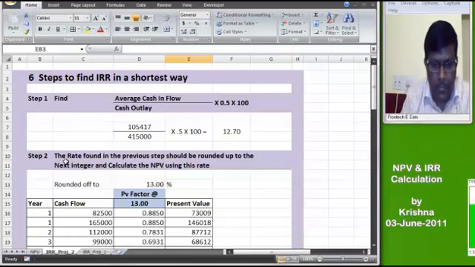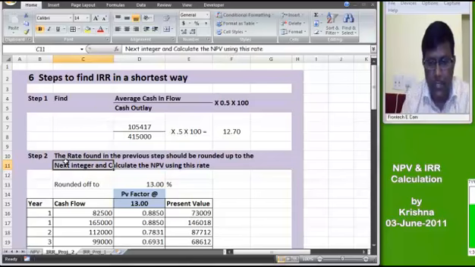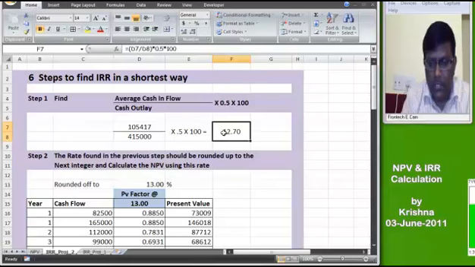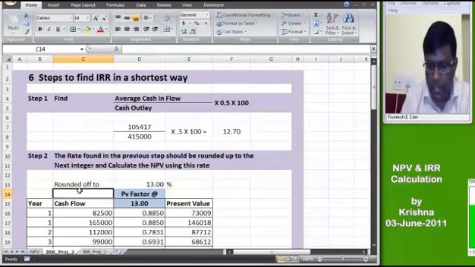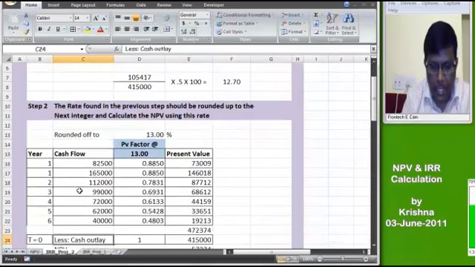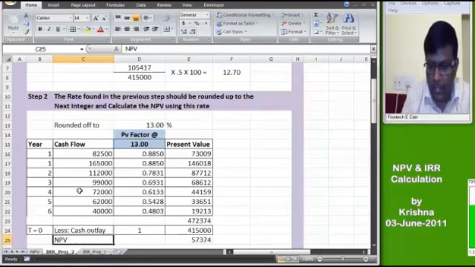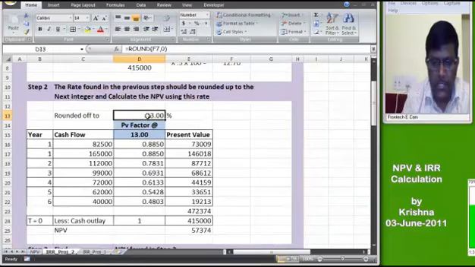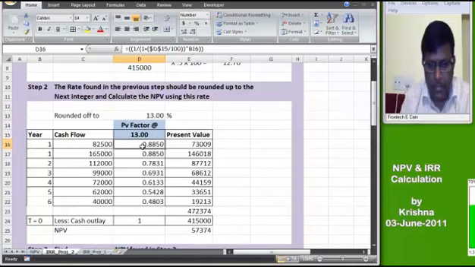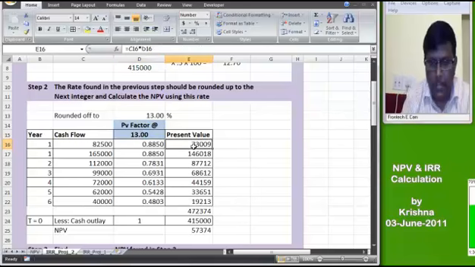In the second step, the rate found in the previous step should be rounded up to the nearest integer and we calculate the NPV using this rate. So in the first step we got 12.7, so we are converting this to 13%, and for the project 2 cash flows we are finding the net present value using 13% as the discounting factor. From the present value factor table I have taken the present value factor for 13%. We are multiplying cash flow with the present value factor.